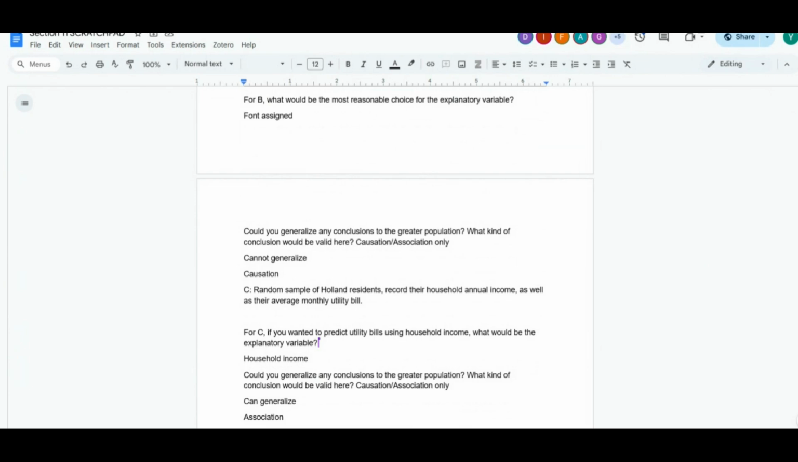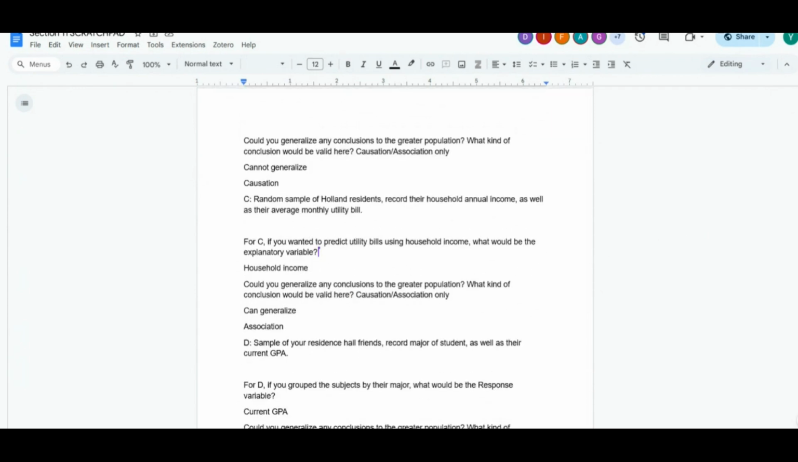Can you generalize? You cannot. You know why? Because these are your friends only. If you really wanted to generalize, you can only generalize to people who are like your friends. Okay. And then you can make causation. Why? Was this an experiment? Did you randomly assign the explanatory variable, which is font? Yes, you did. You flip a coin. Heads, you get font A. Tails, you get font B. Something like that. All right.